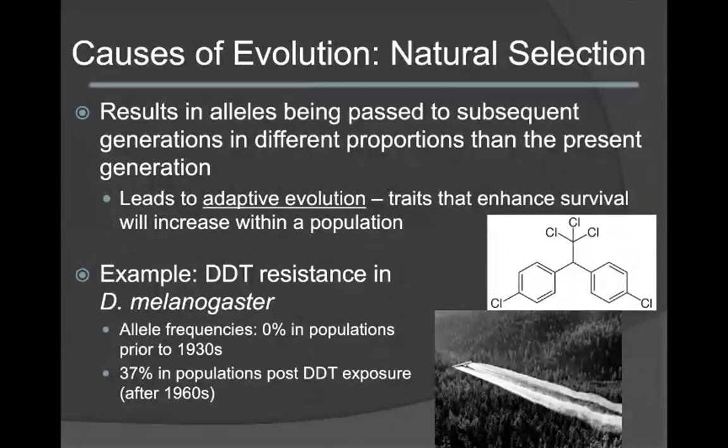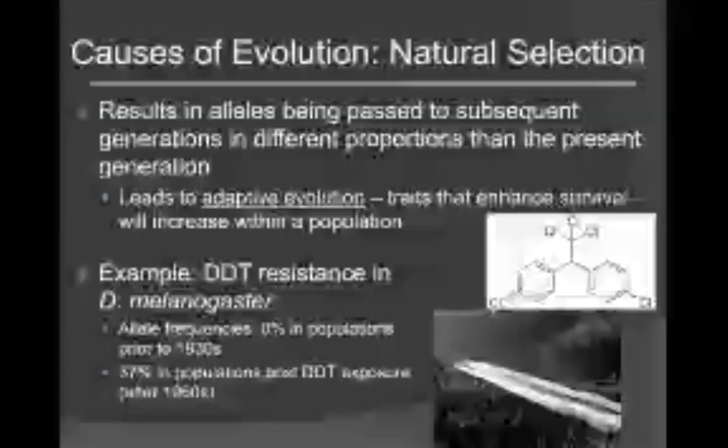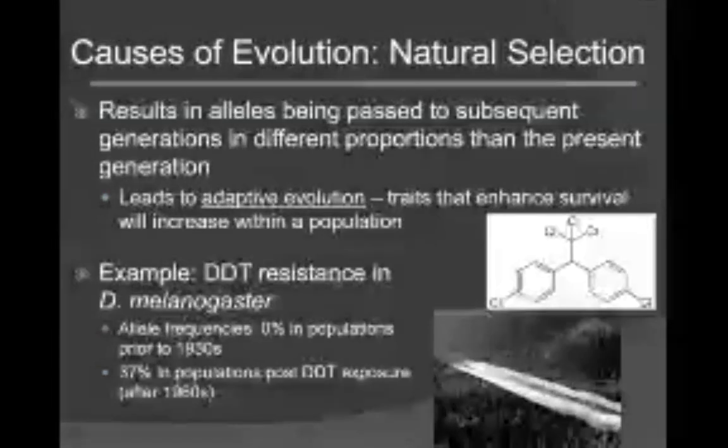DDT was a common pesticide that was used in the 1930s. This was widespread and caused the death of many of our important species. With respect to fruit flies, if you examine the allele frequencies of the DDT genes within the population, they existed at relatively low to non-existent numbers, meaning that 0% of the population actually had these resistant alleles.